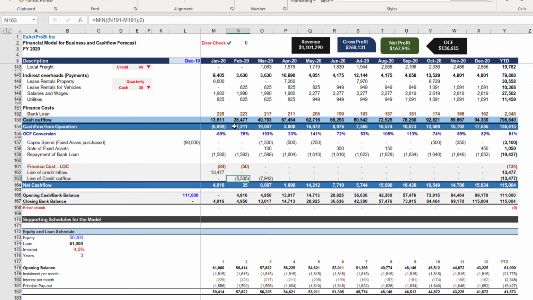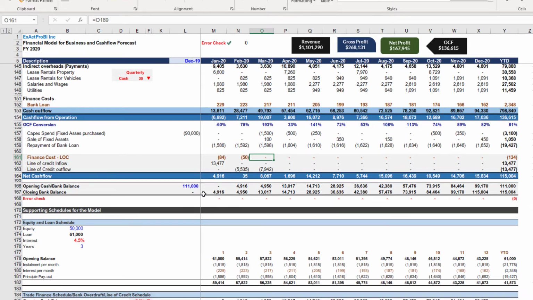Similarly, whenever we have excess funds, we try to pay off our LOC, that is the short-term loan, so we don't incur that much interest. For example, here the interest was 84 because we took this amount of loan. Next month we paid off 5535 because we had some cash and the interest got reduced. And next month we settled completely, so interest goes to zero. Accordingly, this model is working fully dynamically to even forecast or manage your finance costs from short-term sources like a bank overdraft or trade finance or LOC. So we'll see more about this in the below schedules.